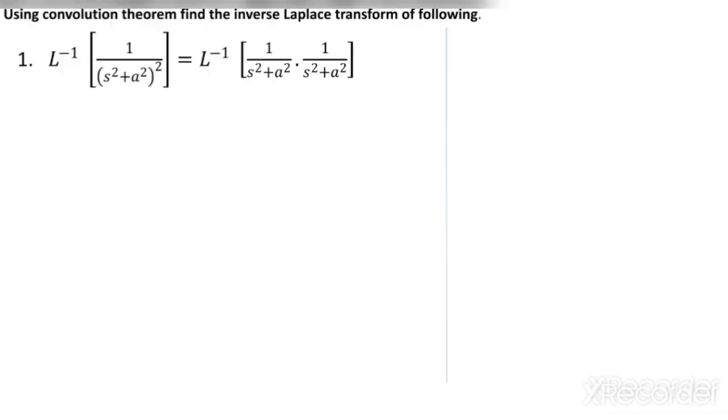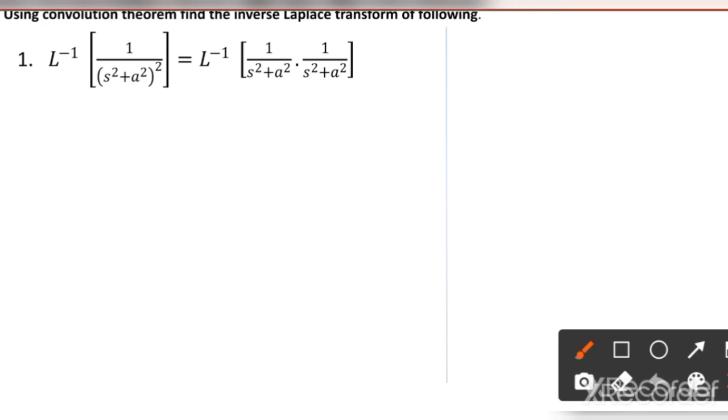I have the first problem: using the convolution theorem, find the inverse Laplace transform. What is the function here? Students, just observe: 1 by s square plus a square, the whole square. If it were just 1 by s square plus a square, I could find L inverse immediately, I know that it is sin at by a. But here we have 1 by s square plus a square the whole square, so we cannot get L inverse immediately. So there comes the convolution theorem. I can split this into two simpler functions, 1 by s square plus a square and 1 by s square plus a square again.